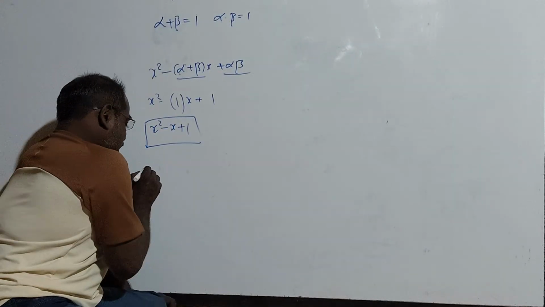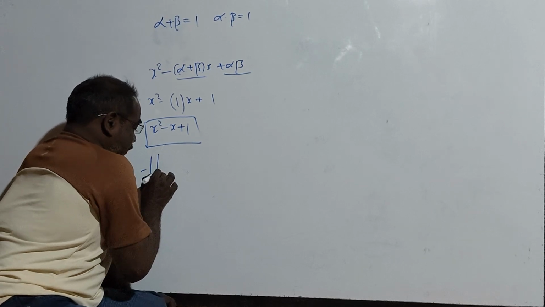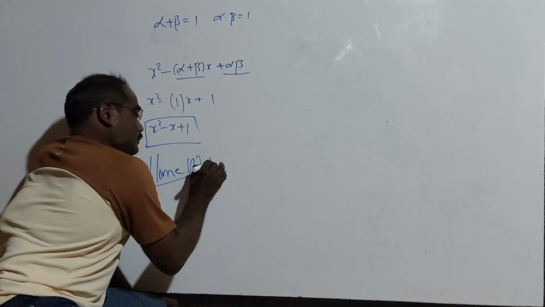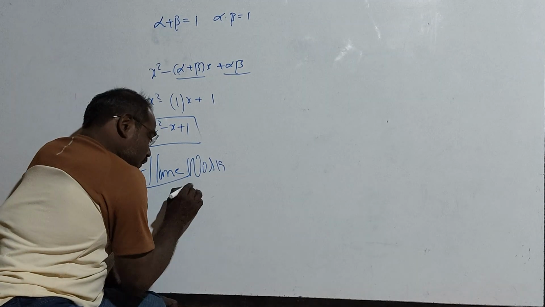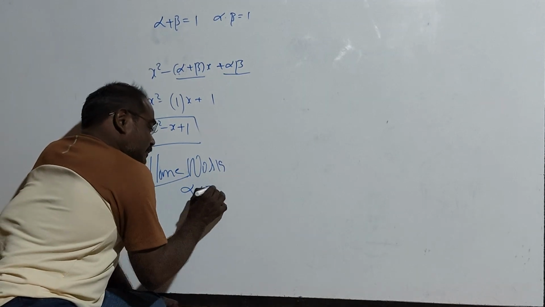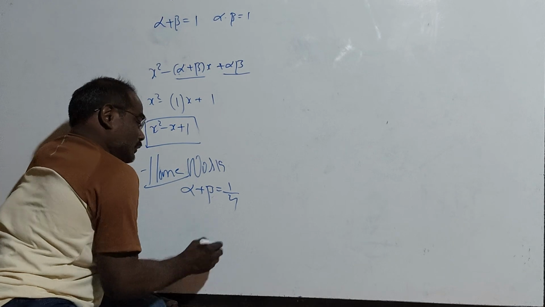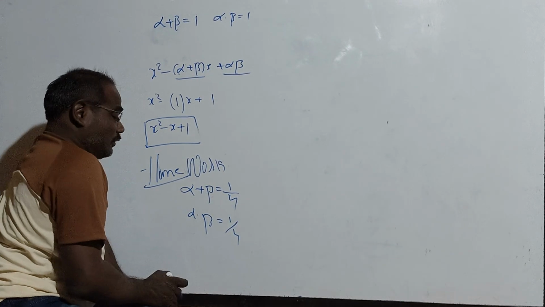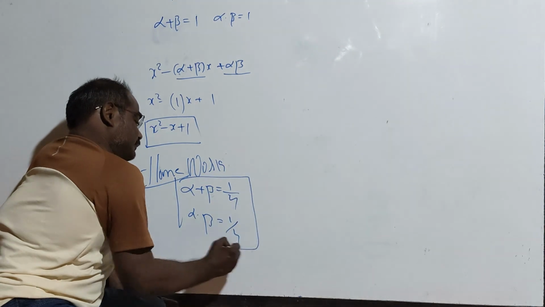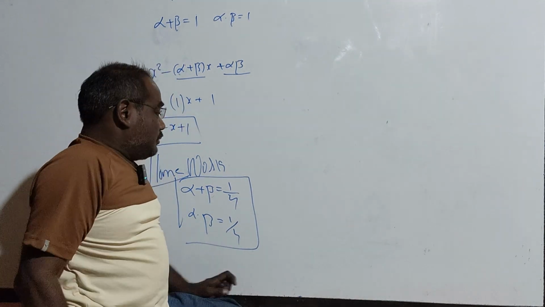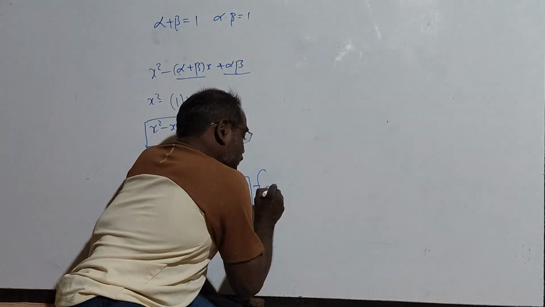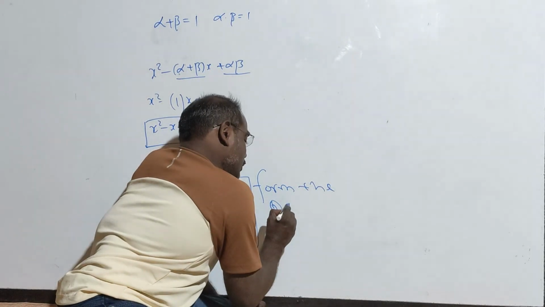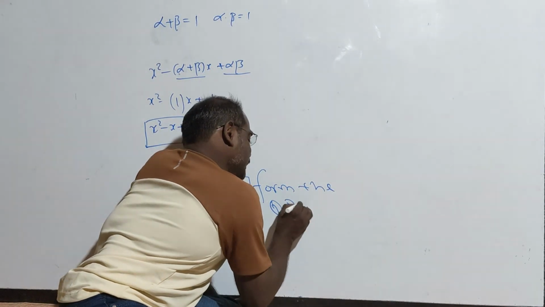Okay. So again, there is a homework for you. That is alpha plus beta is equal to 1 by 4. Alpha into beta is equal to 1 by 4. Form the quadratic polynomial.